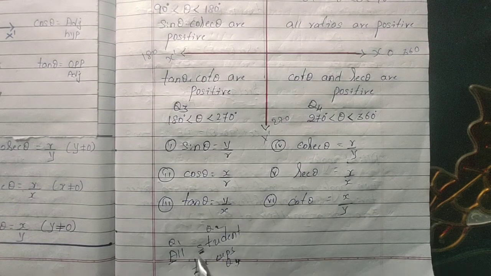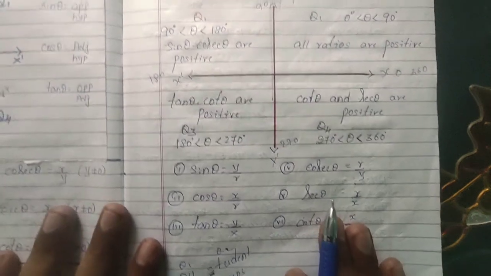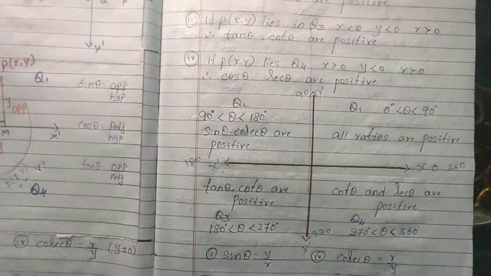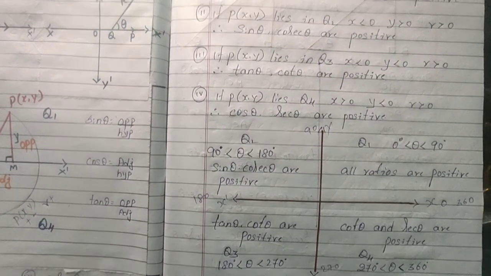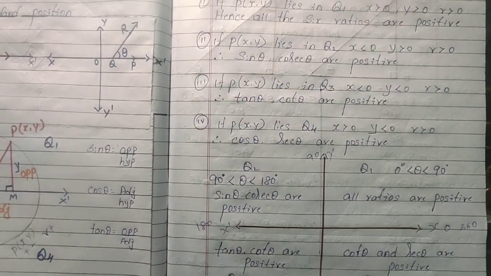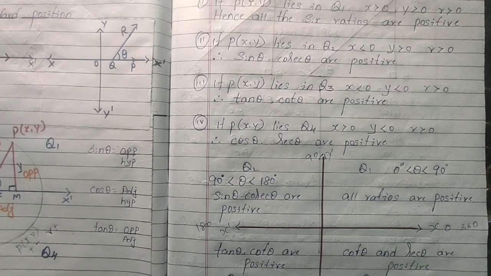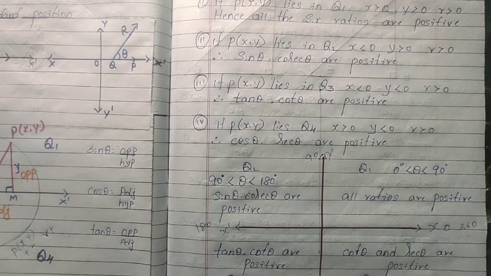First letter T. T means tan and cot. Cups means C: cos and secant. If you remember this sentence, you can understand which ratios are positive in which quadrant. All Students T Cups. All are positive in the first quadrant.